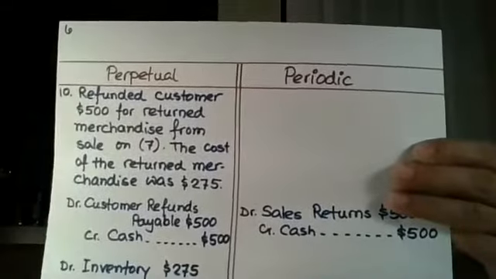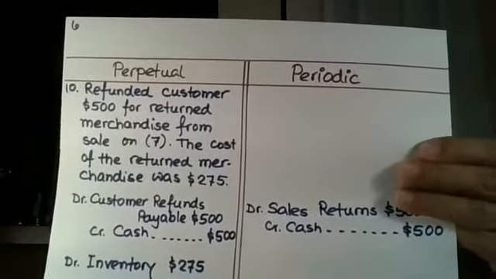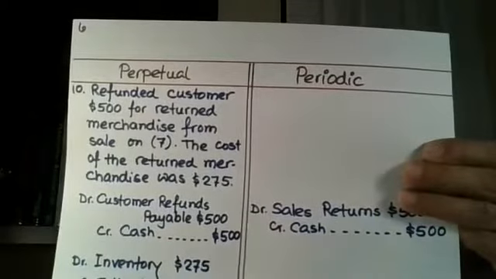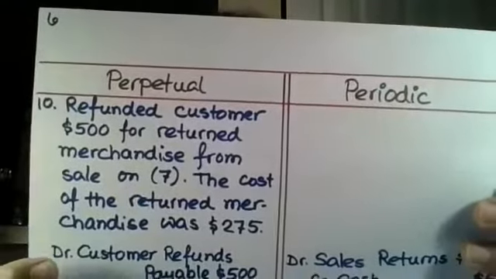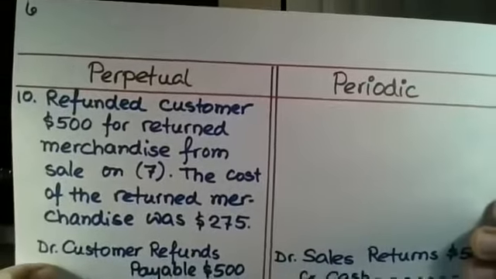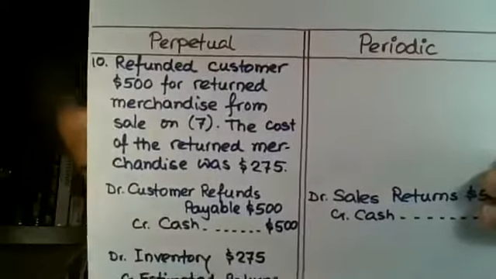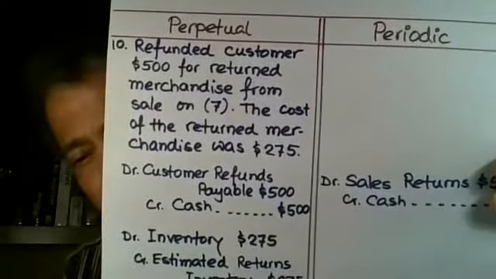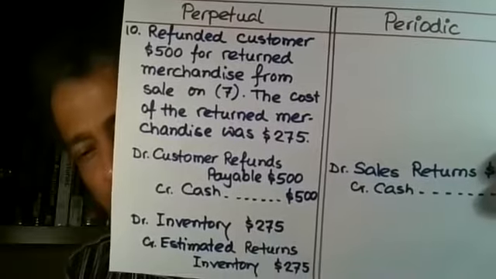All right, so please check the transaction carefully. Refunded customer $500 for a return for goods sold on number 7. So on number 7, we had a cash sale. If the customer brings back part of the goods, we're going to give them cash back. So when cash goes out, cash is credit. What is debit? What's happening here? See, customer refunds payable, debit, and cash is credit.